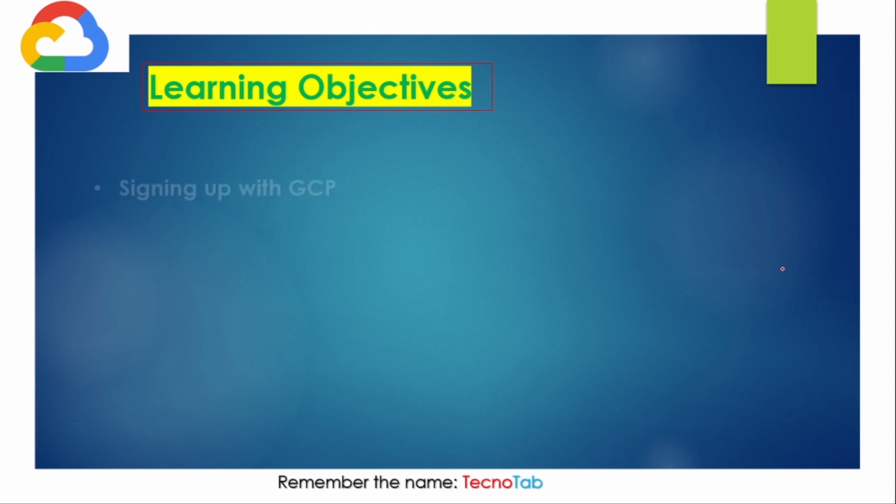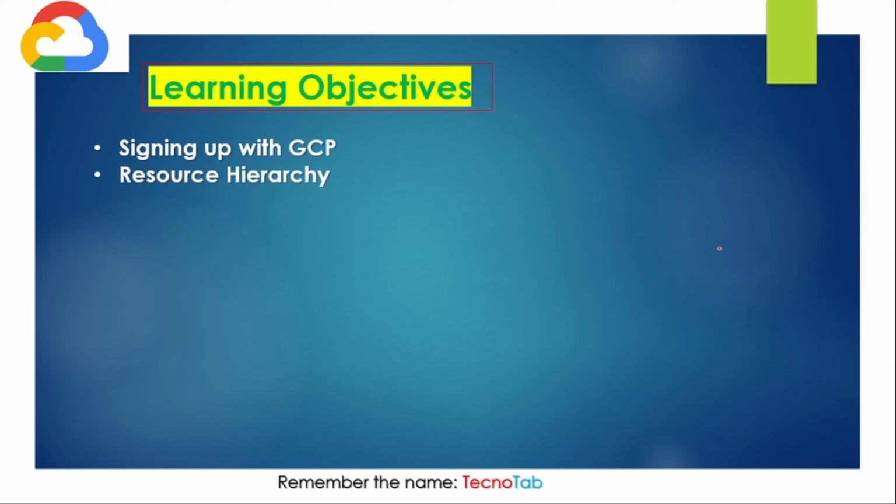The first one is we will look into how to sign up for Google Cloud Platform. And for that you will require a credit card, and that's just for verification purposes. The next thing is we will learn about resource hierarchy, how GCP manages the resources and their projects. We will have a look into that.